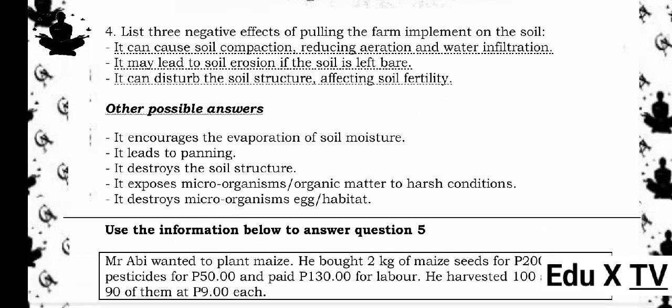Other possible answers: it encourages the evaporation of soil moisture. It leads to panning. It destroys the soil structure. It exposes microorganisms or organic matter to harsh conditions. It destroys microorganisms' eggs or habitat.